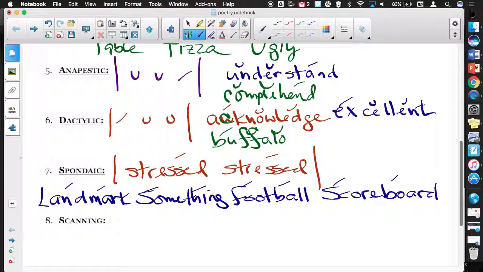Excellent. Acknowledge. Now notice with this one, you have what we consider to be a prefix, but sometimes a prefix can still end up being emphasized a little bit. So normally the root word is the part that gets emphasized a little bit more, but here the prefix, it's excellent.